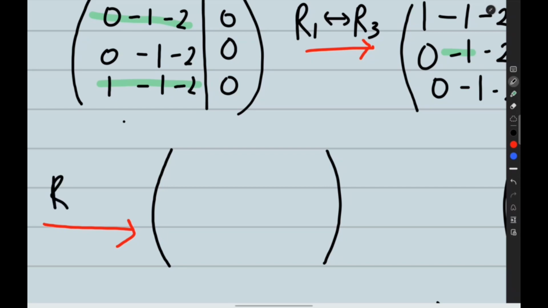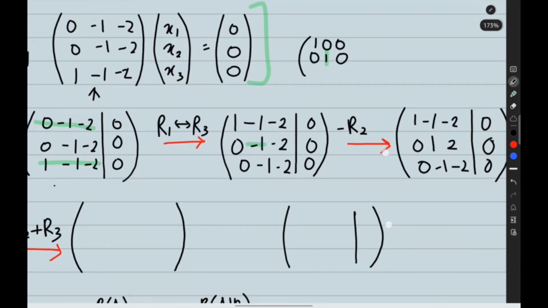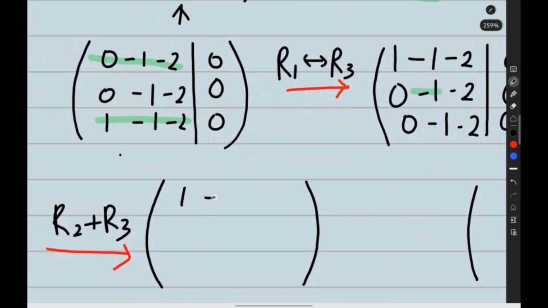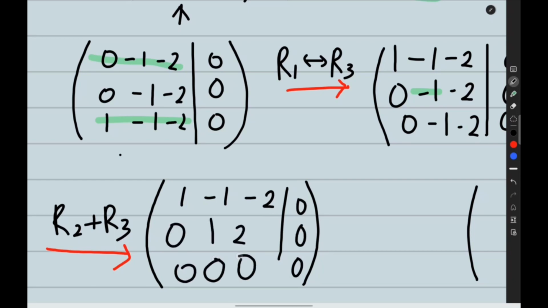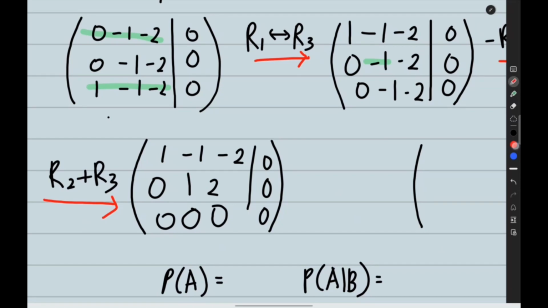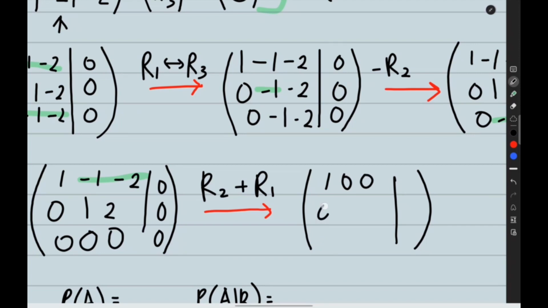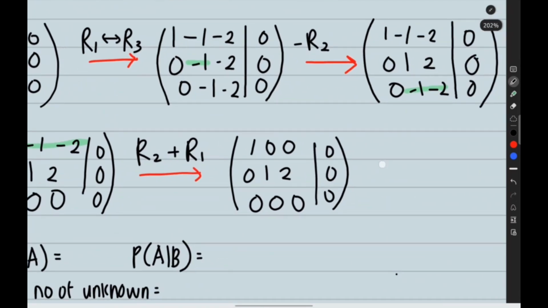Then we can do R2 plus R3. We want to make this entry 0. So we get 1, negative 1, copy the same thing, 0, 1, 2, 0, 0, 0. We get the REM, and then we still proceed with the same ERO to find the RREM. To find the RREM, we make this 0. So what do we have to do? We have to use the leading one from R2. So we do R2 plus R1. So we get 1, 0, 0, 0, 1, 2, 0, 0, 0, 0, 0, 0. Okay, so we're done for the RREM.